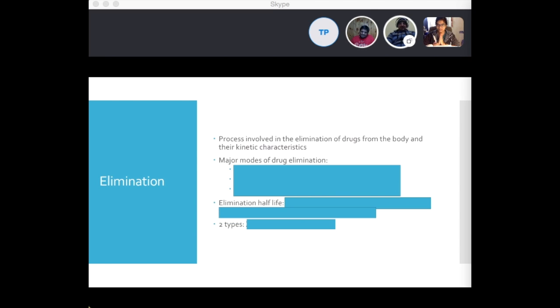Alrighty, so drug elimination. It is the process involved in the elimination of drugs, shocker, from the body and their kinetic characteristics. There are 3 major modes of drug elimination. Can you guys name what they are?